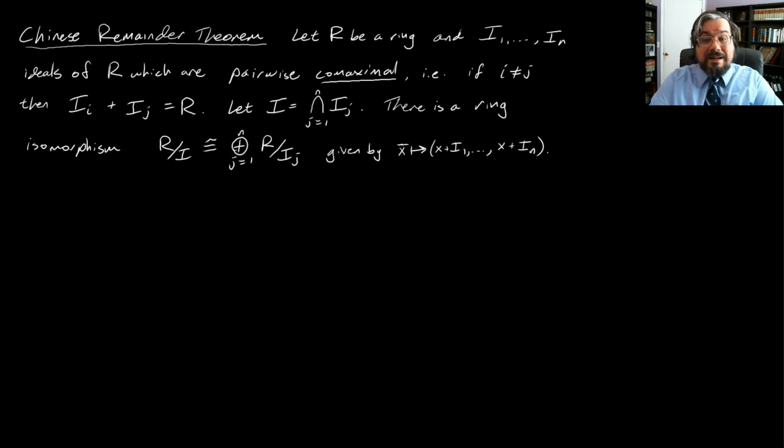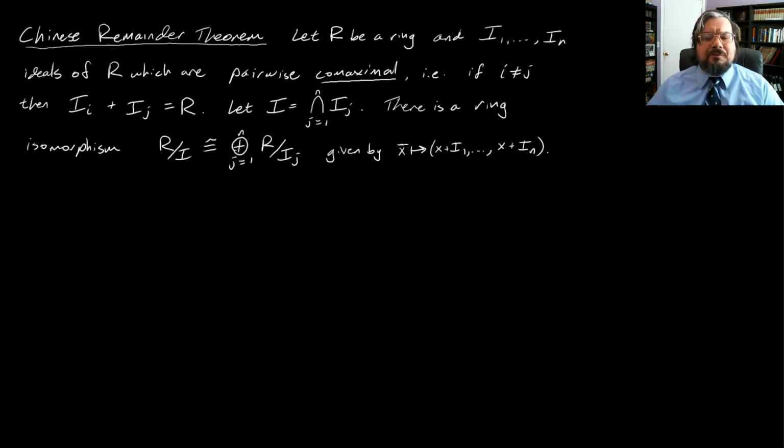Now, the statement of the Chinese Remainder Theorem goes as follows. Let R be a ring, and let I1 through In be a collection of ideals of R. They have to be pairwise co-maximal, which means that any two of them that aren't the same can't be contained in any maximal ideal. Or, in other words, the sum of any two of these ideals has to be the entire ring. Now, under this hypothesis, let's let capital I be the intersection of all of these ideals.